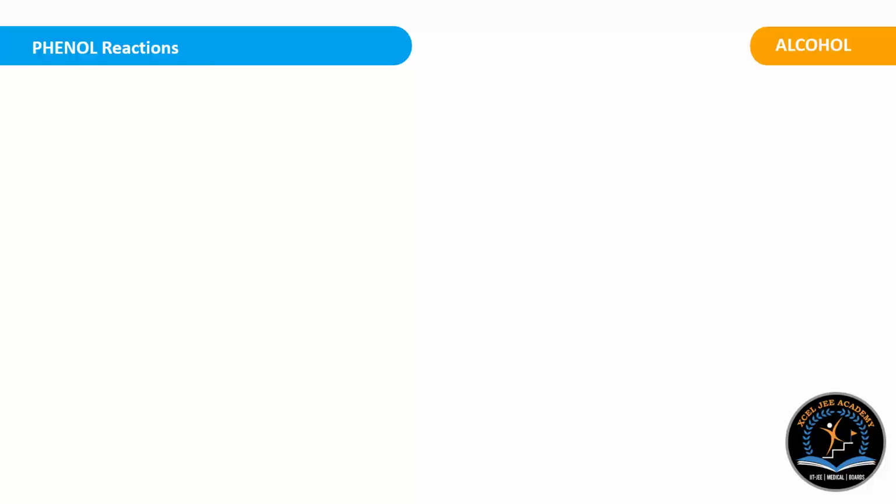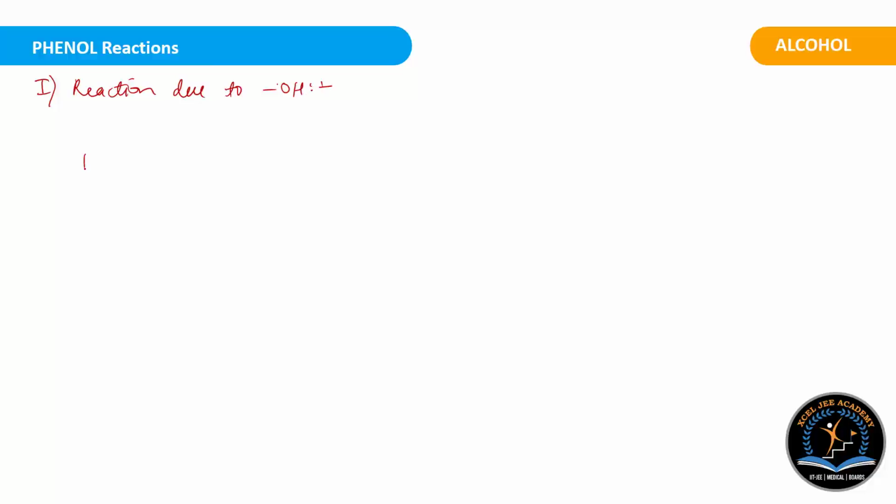Okay, so the next one we are going to cover is the phenol reactions. There will be several reactions for phenol and we will be covering all of them. In the reactions of phenol, the first reaction is the reaction due to OH, that is because of the acidic nature of phenol. So this is a reaction due to the OH present in phenol.